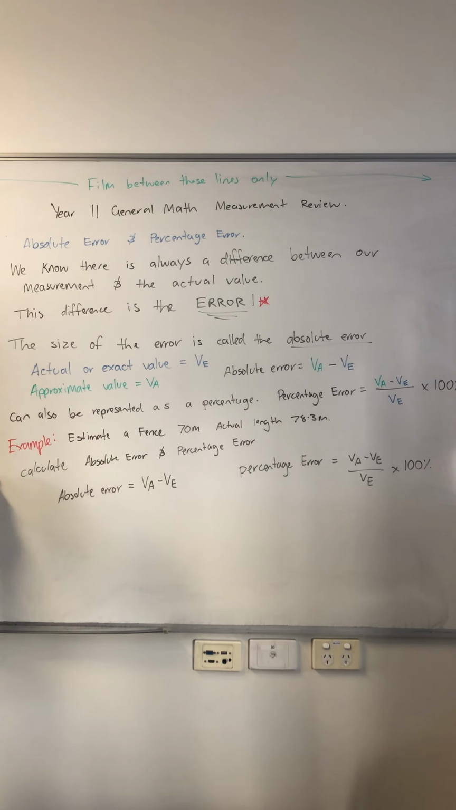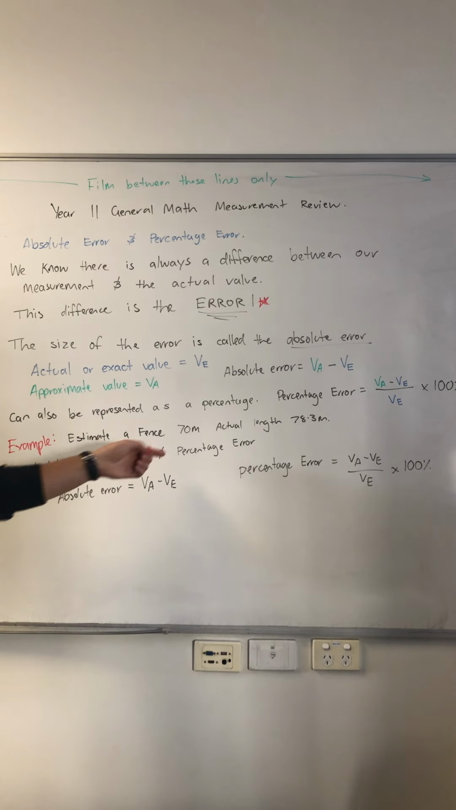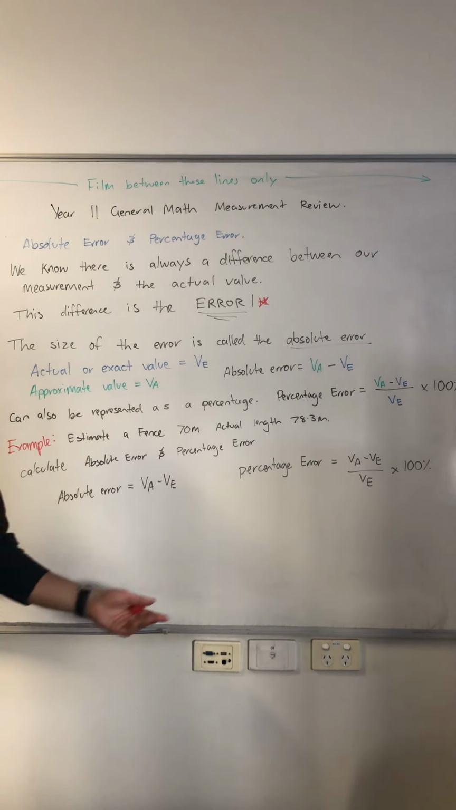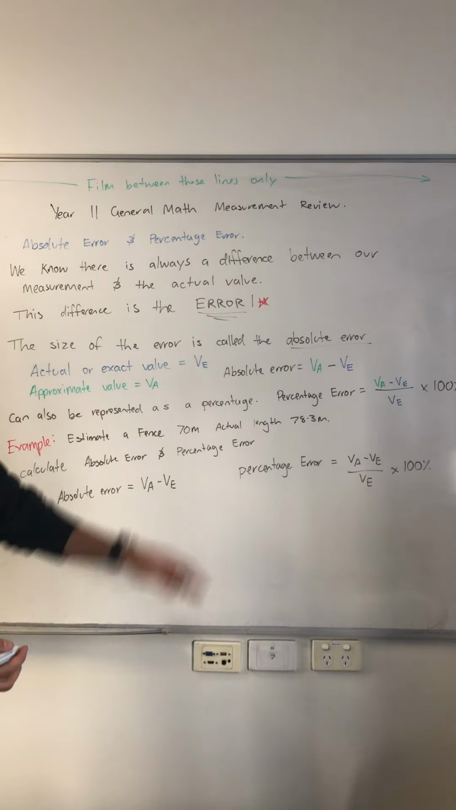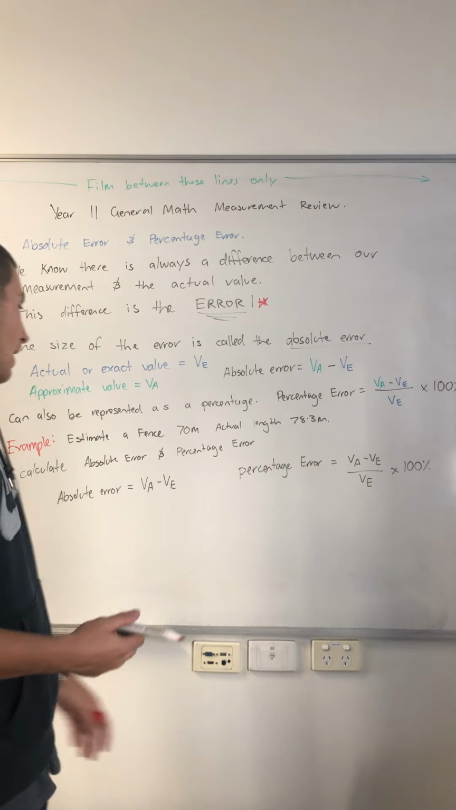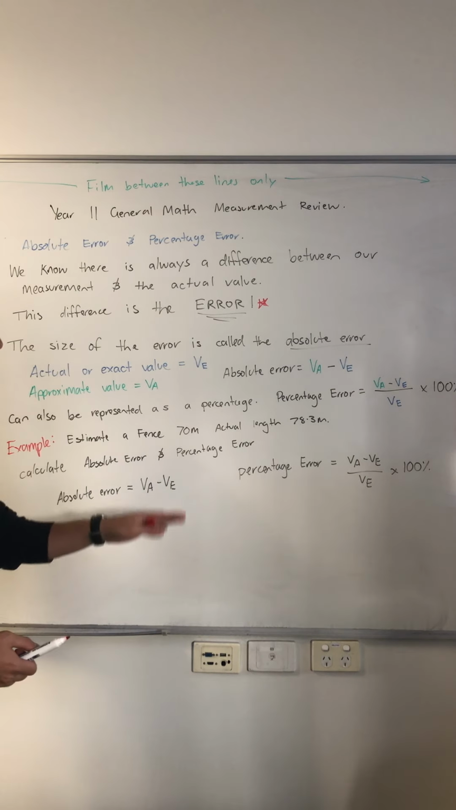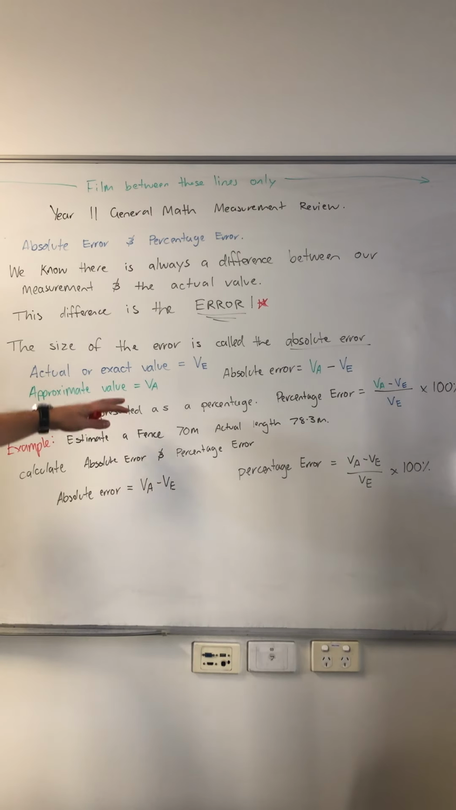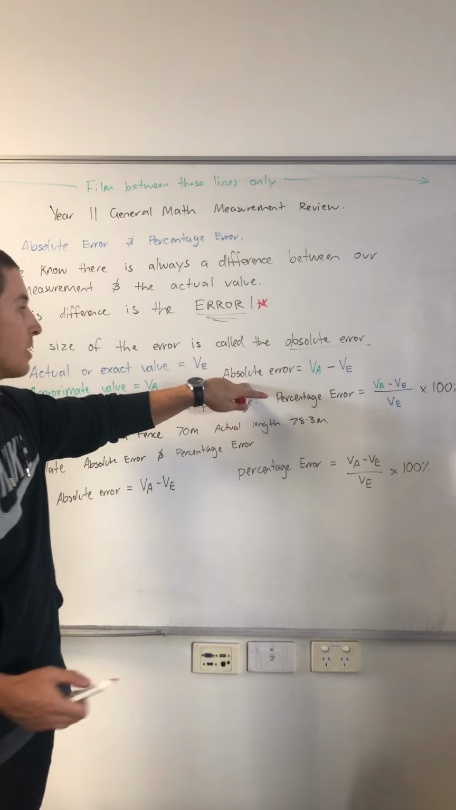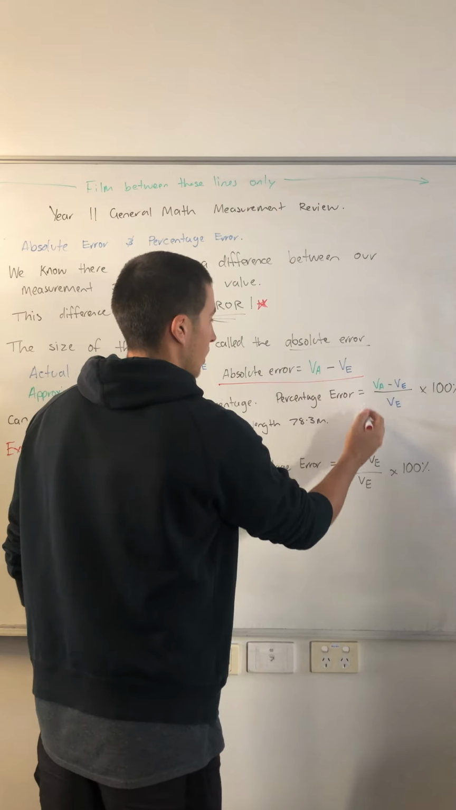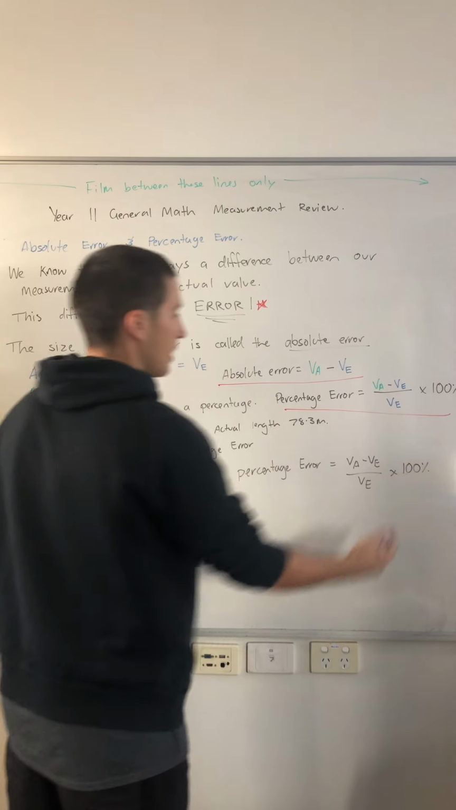So an example for you. We've estimated a fence the length of 70 meters. We worked out when we actually did measure it that the actual length is 78.3 meters, okay? So your question is to calculate the absolute error and the percentage error. So let's just plug these equations in. So this one here, and then also this one here.